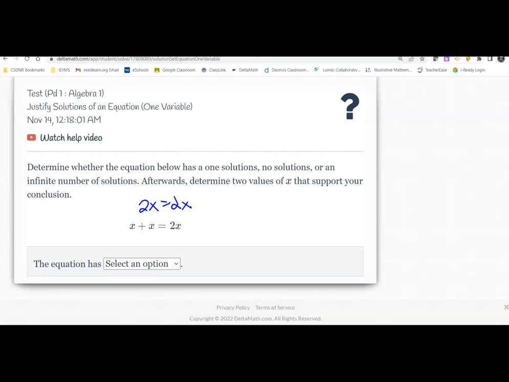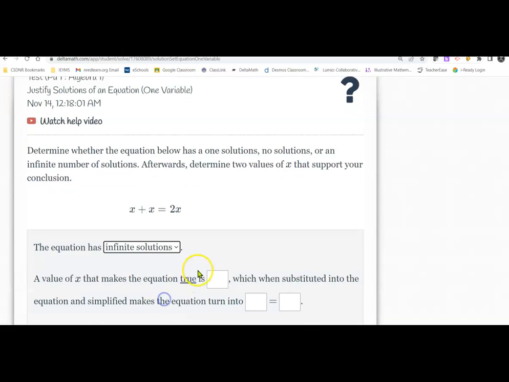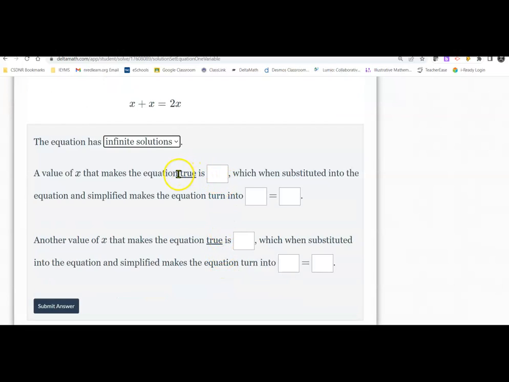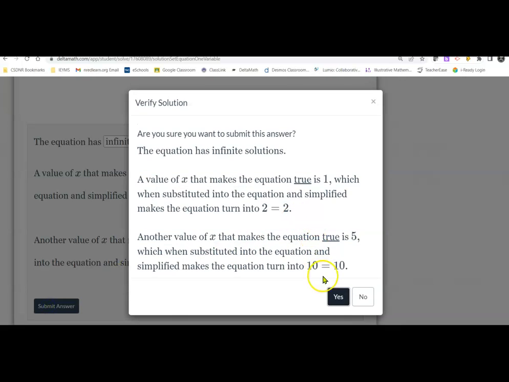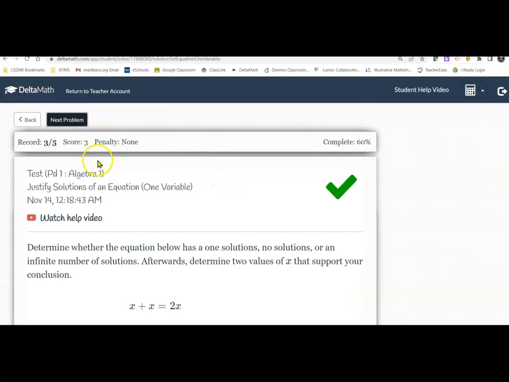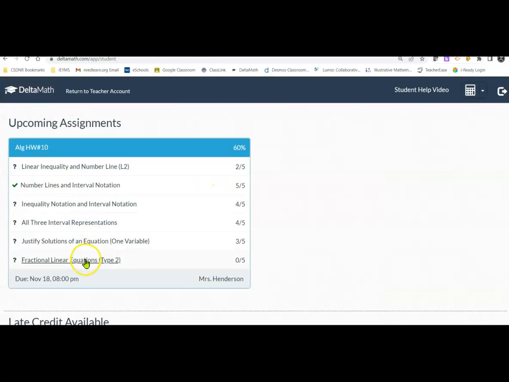Do you remember the answer? When the left side and the right side are a perfect match, we can say that it has infinite solutions. And then they ask you to choose a number that would make it true. So I'm going to plug in a 1 here, because 1 plus 1 is 2, and 2 times 1 is 2. I'm plugging in a totally different number here, maybe 5. 5 plus 5 is 10, and 2 times 5 is 10. So 10 is equal to 10, and there's the proof. So you've got to solve the equation so you can determine how many solutions there are.